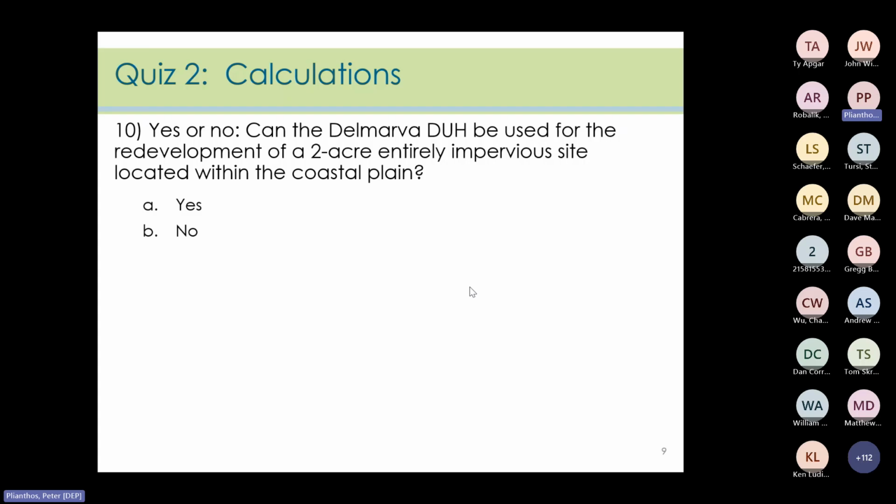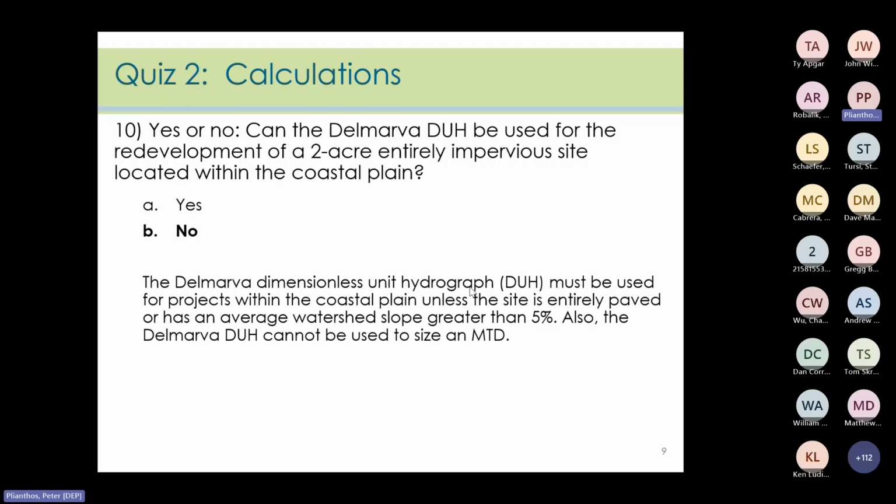Question 10, yes or no? Can the Delmarva dimensionless unit hydrograph be used for the redevelopment of a 2-acre entirely impervious site located within the coastal plain? The answer to this is no. The Delmarva dimensionless unit hydrograph must be used when modeling watersheds within the coastal plain region of New Jersey, with just a few exceptions. It cannot be used to size a manufactured treatment device, or MTD, as it may underestimate the peak flow rate entering the MTD.